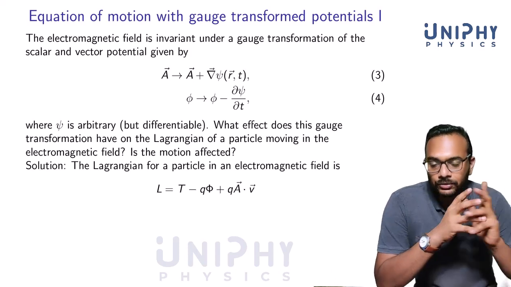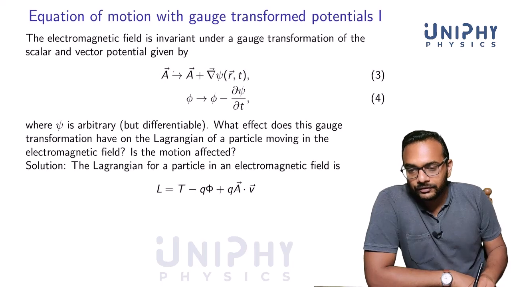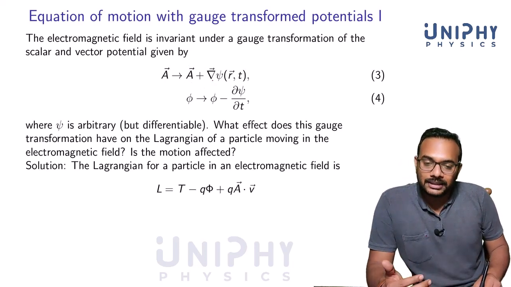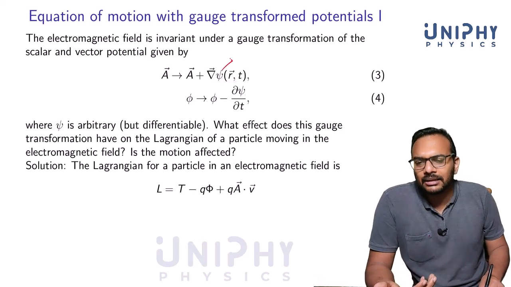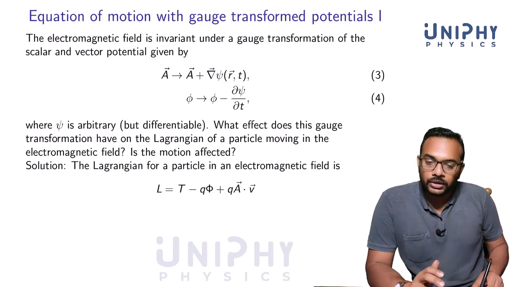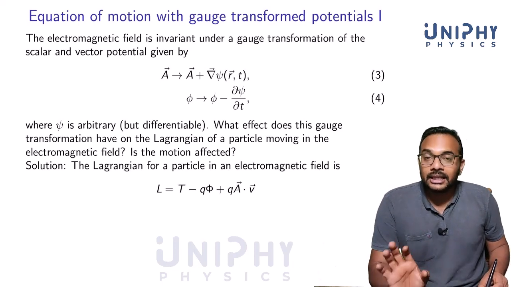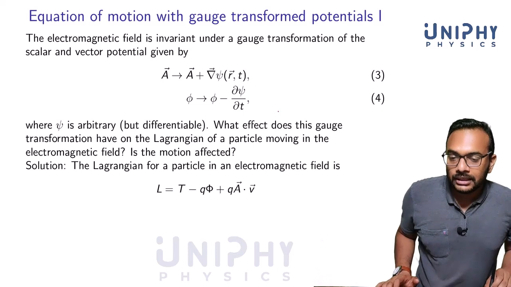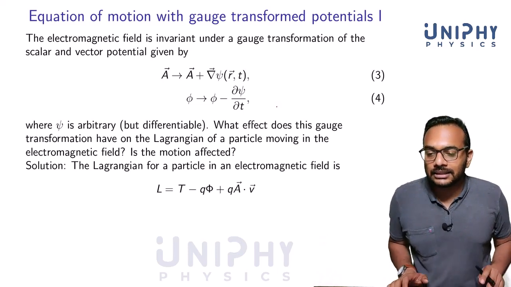You can convince yourselves that if you change A vector to A vector plus del ψ, where ψ is some function of r vector and t, and at the same time you change φ to φ minus ∂ψ by ∂t, that will give you exactly the same electric field and magnetic field. This is known as a gauge transformation.